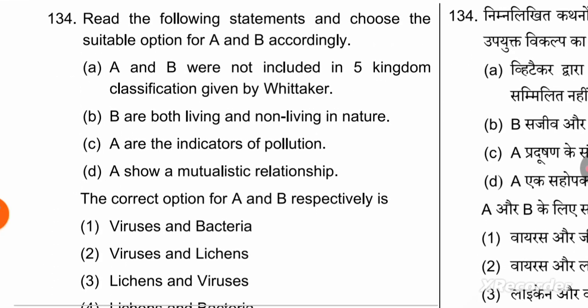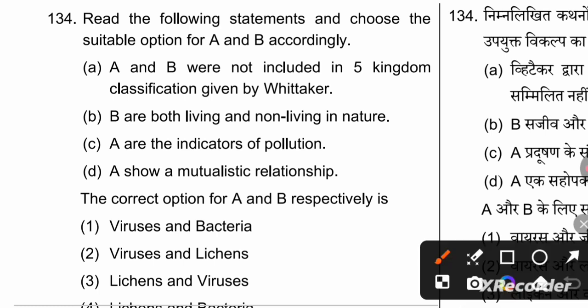Read the following statements and choose the suitable option for A and B accordingly. What is that? Let us see. A and B were not included in the 5 kingdom classification of R.H. Whittaker. B are both living and non-living. Both living and non-living what? Viruses. And along with viruses, lichens are not included.